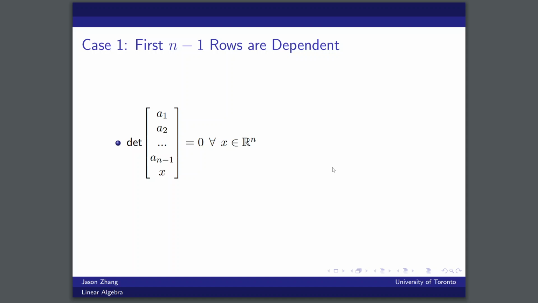So in case 1, the first n-1 rows are dependent. Therefore, the determinant of this matrix is going to be 0 for all x, no matter what x is. And that's because there's a property of the determinant: if your rows are dependent, then the determinant will be 0. Therefore, the dimension of W will be equal to the dimension of Rn, because x can be any vector in Rn, and so that is simply equal to n.